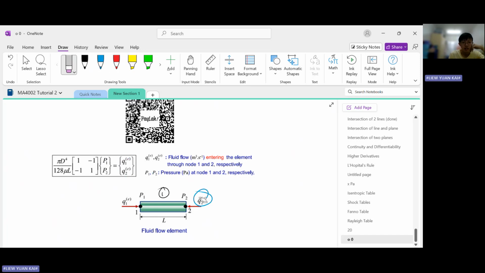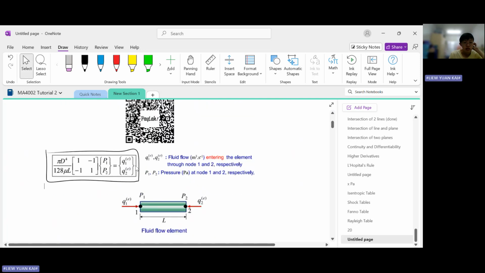The derivation of this formula is based on this diagram. Take note that the diagram shows QE1 is flowing this way, and QE2 is flowing this way. By the way, the E refers to the element number, because here we have 4 pipes: element 1, element 2, element 3, and element 4. But we're only interested in the fluid flow through pipe 3, so we will apply this formula for pipe 3.